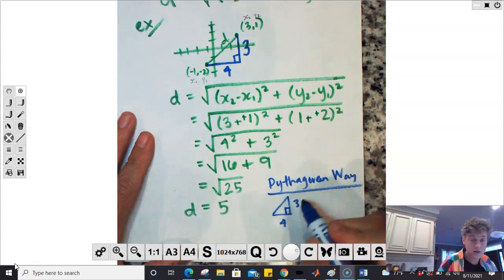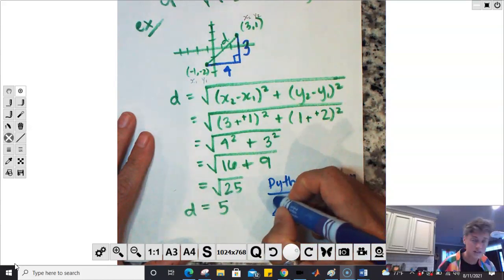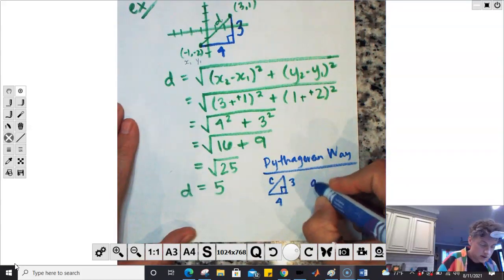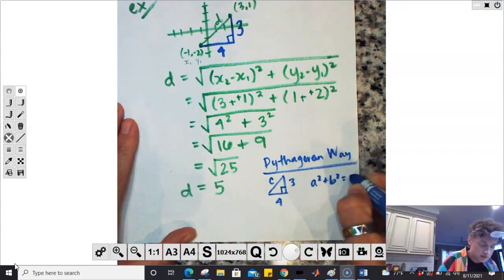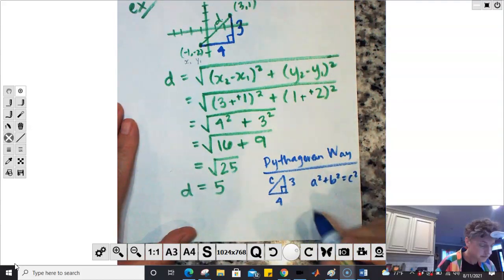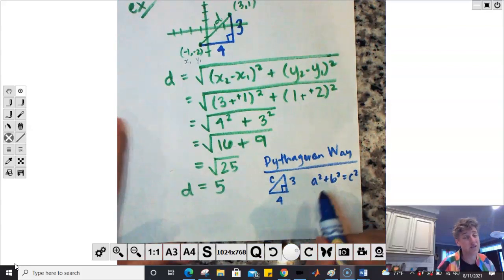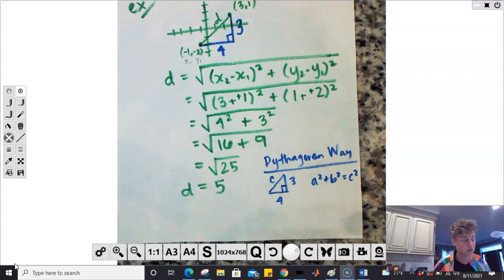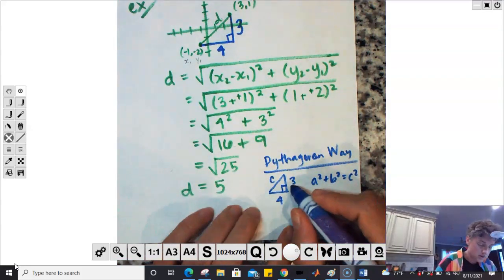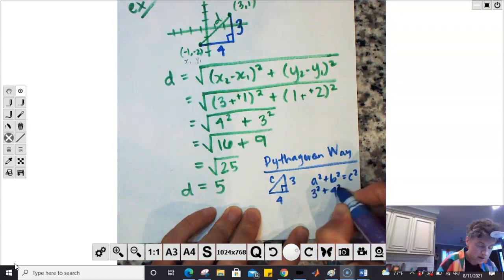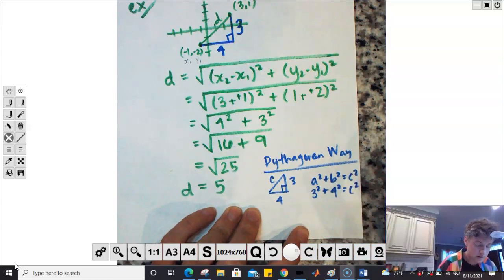I'm looking for the what? The hypotenuse. C. Great. So we're doing a squared plus b squared is equal to c squared. Again, it doesn't matter which is a and b because we're adding these things together, and you can add stuff in either order. So let's do 3 for a plus 4 for b. It's going to equal c squared.